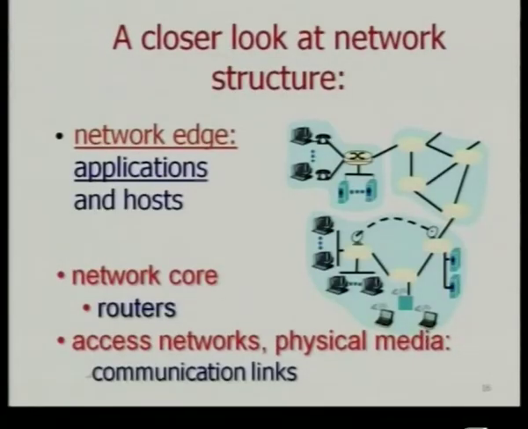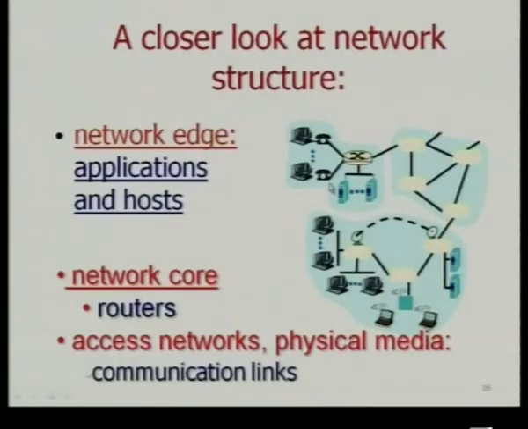Now let's just take a different look at this network structure and look at how these different layers are implemented in this entire network. We basically need to look at 3 different places where all the network activity takes place. One is the network edge, the other is the network core, and the other is the access networks or the physical media. So if I look at network edge, what do I mean by network edge?